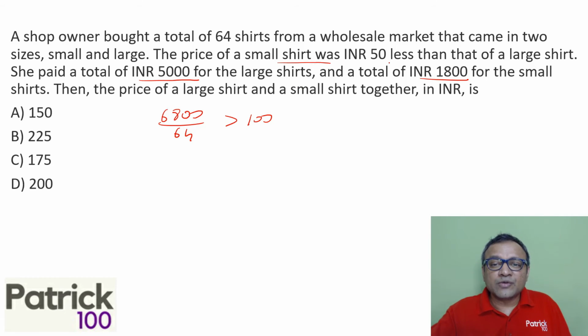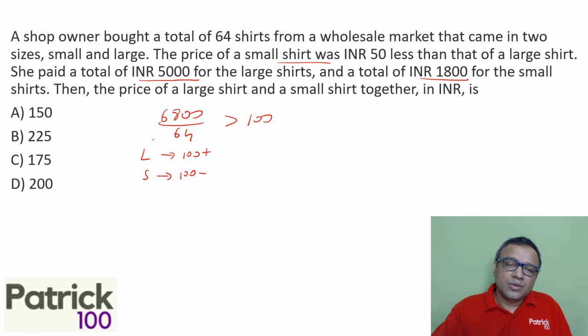Now the small shirt was 50 less than a large shirt. So technically the large shirt should be more than 100 and the small shirt should be less than 100. So totally it should be around 175 or 200, around that, because the average cost is around 100 or more than 100.